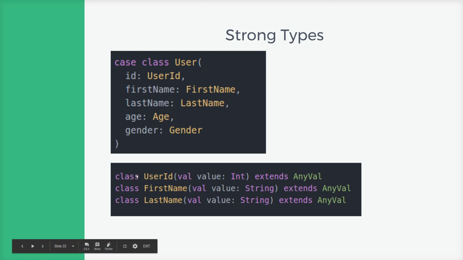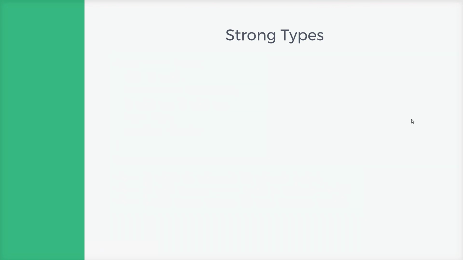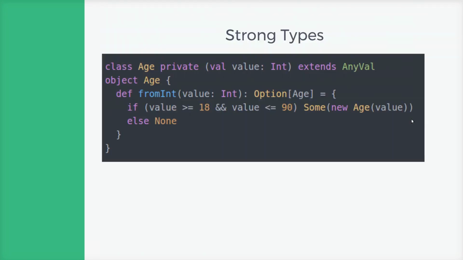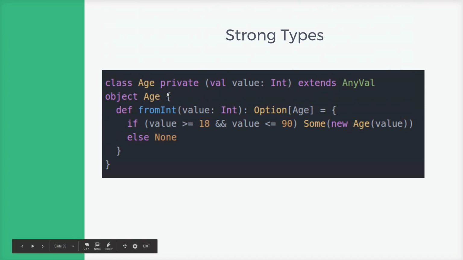This is something very useful. But we already have the problem that someone can start doing new UserId and passing a negative ID, which is wrong. So there are two simpler ways to overcome this. The first way is creating a private constructor for this class, in this case the Age class, which means that we are only able to create an instance of this class using the same class or the companion object. It's one of the applications for a companion object.